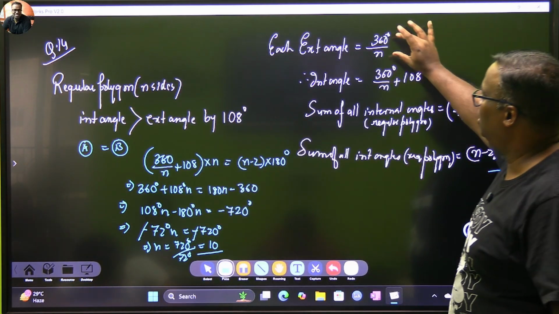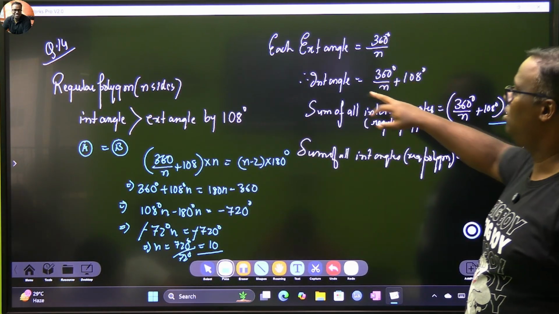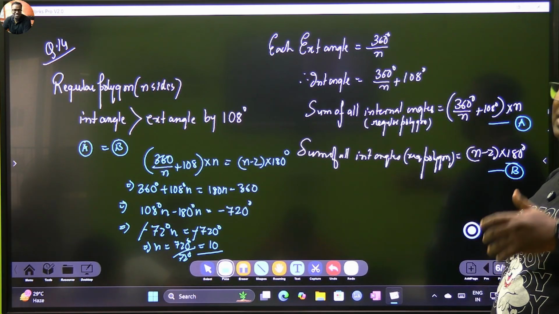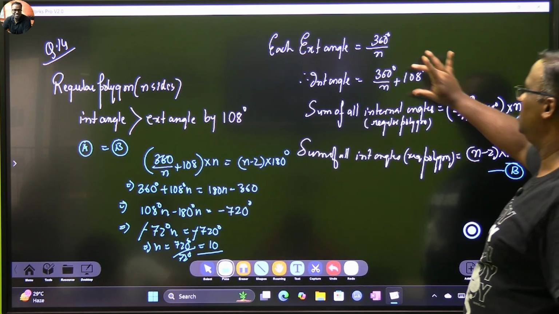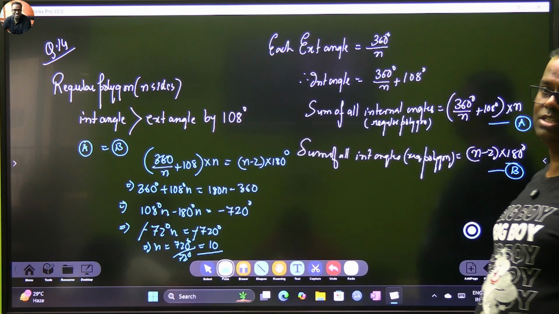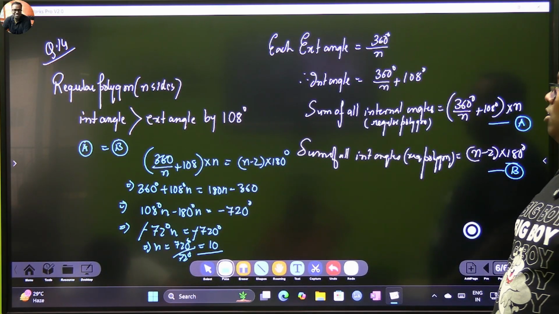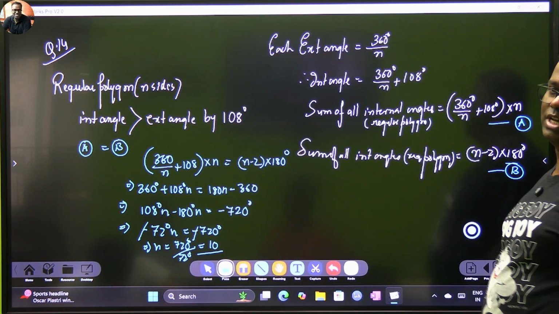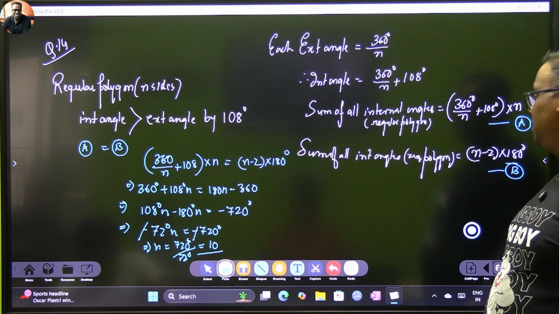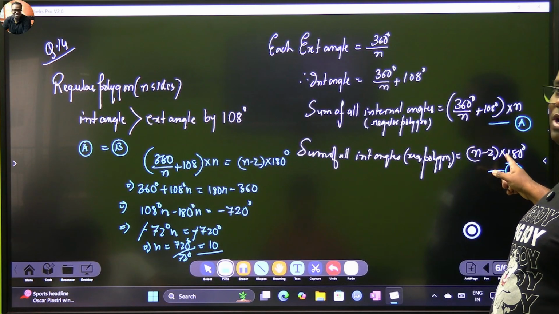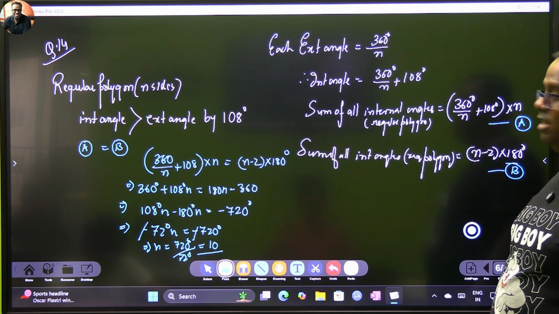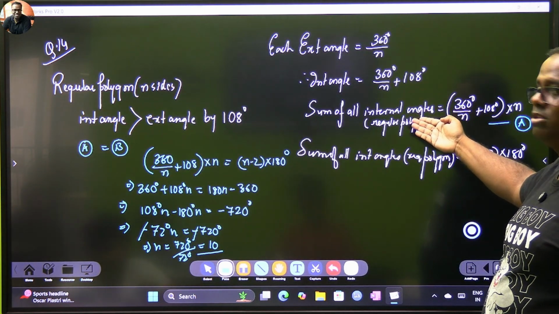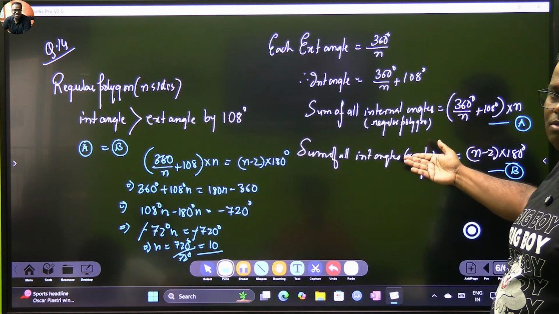Now, since you got each exterior angle, you can formulate what your internal angle is, because the question says the internal angle is 108 more. So exterior angle plus 108. This is one internal angle. What is the sum of all internal angles? Multiplied by the number of sides. The formula tells me that the sum of all internal angles is also n minus 2 into 180. This fellow is also calculating the sum.